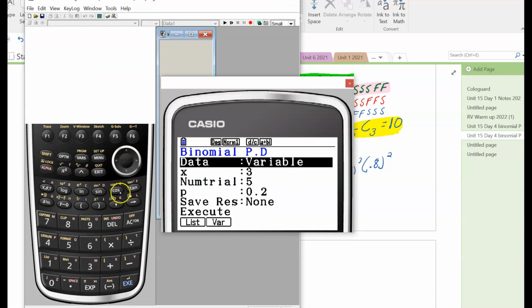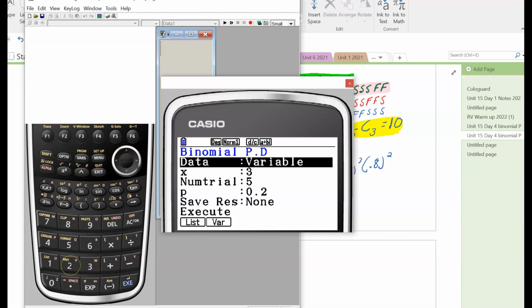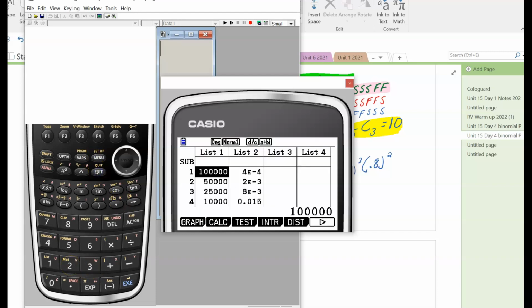Now let's do that on the Casio. On the Casio calculator, press Menu and number 2. And I'm going to hit Exit here. Your calculator probably looks like this. You're going to press Distribution, which is F5. Then Binomial will come up under F5. You're going to press Binomial. And you're going to use the BPD, Binomial PD function, just like the TI. So you're going to press F1.